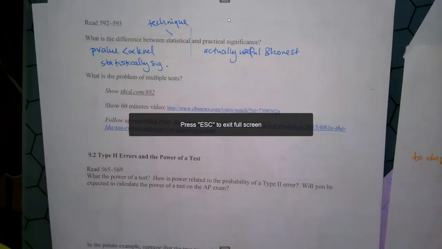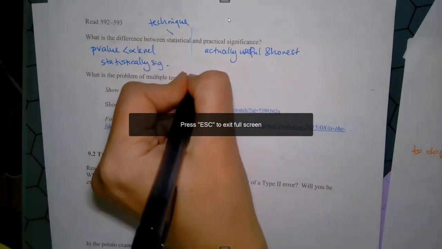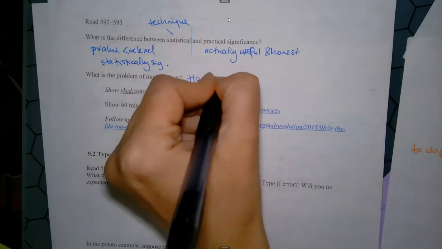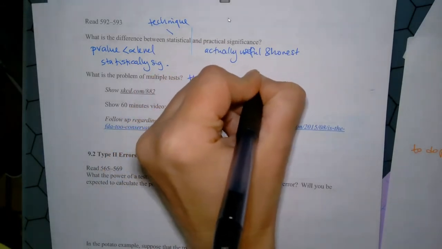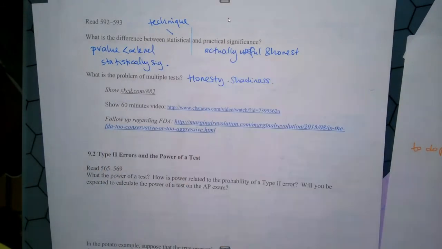So what is the problem of multiple tests? It's going to be honesty, shadiness. The idea is you have one idea, you write your hypotheses, and then you get your data, and then you find the answer to your question. And if you don't have hypotheses in mind and just look for a significant hypothesis test, you're not really keeping with the spirit of the idea of what we're doing.